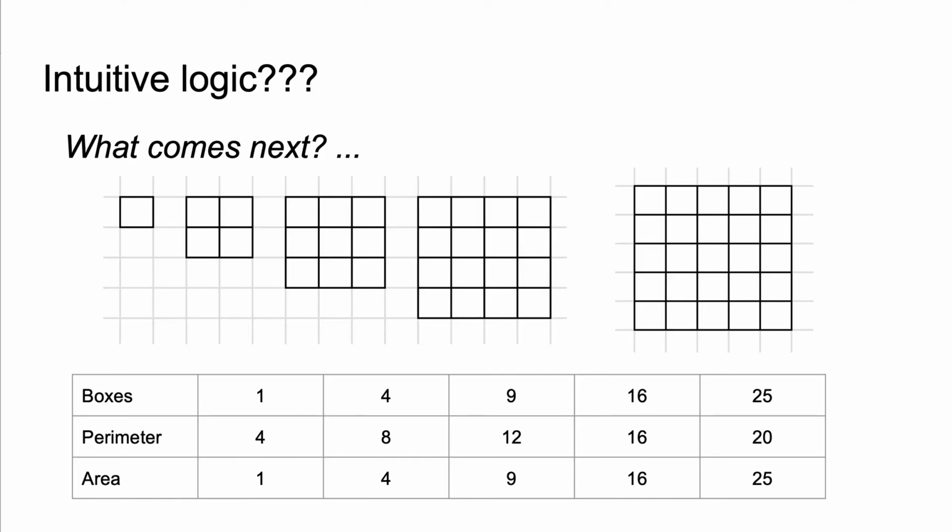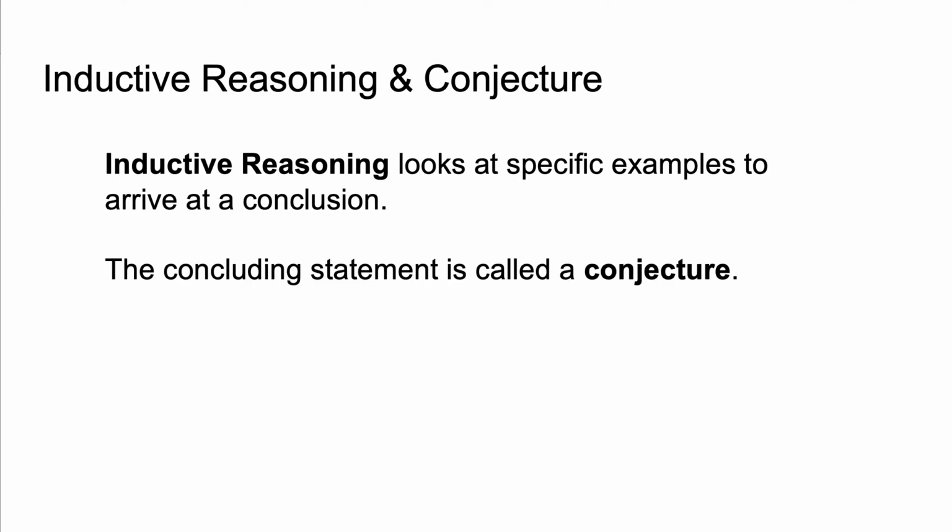Now that's what we've done without even thinking about any theories. So let's start thinking about the theories. What we've actually just been doing is called inductive reasoning, because we looked at specific examples and arrived at a conclusion. That conclusion we call a conjecture, and we'll talk about why it's a conjecture a little bit later on.